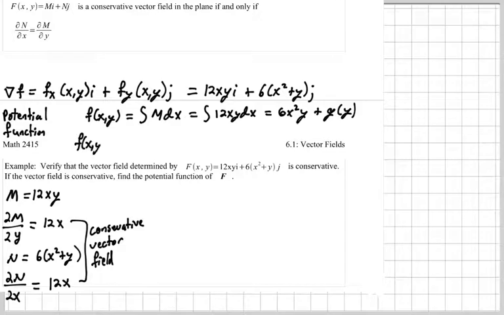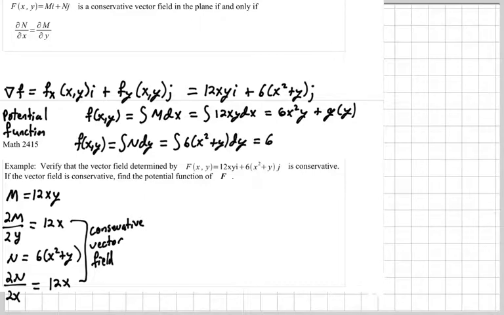And then we'll go ahead and do the same thing. f of x, y will also need to be equal to the integral of N dy, which should be the integral of 6 times (x squared plus y) dy, so that when we take the gradient, we will get the 6 times (x squared plus y) for our j component. So when we integrate that, we're going to have 6 times (x squared y plus y squared over 2) plus your constant of integration. It's going to be an h of x, a function of x. Okay, so that's going to give us 6x squared y plus 3y squared plus a function of x as our constant.